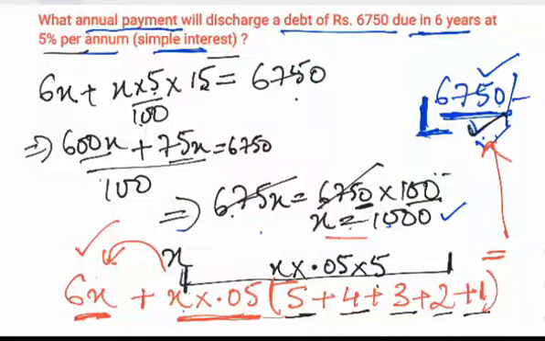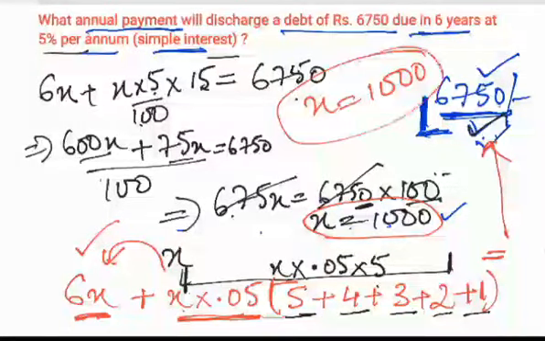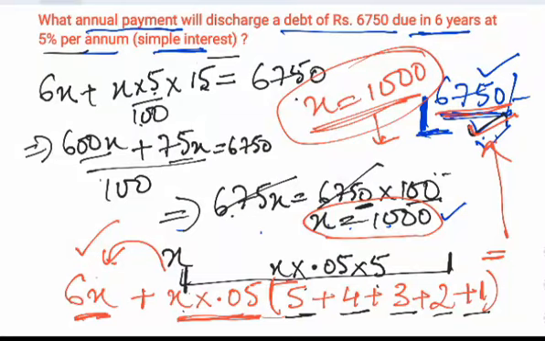So the answer is the annual payment of rupees 1000, that is at the end of each year we have to pay 1000 rupees, that is a total of 6000 rupees, so that finally the amount of rupees 6750, which is due in 6 years, will be paid out, because we'll be adding the interest on this also. So the annual payment would amount to rupees 1000.